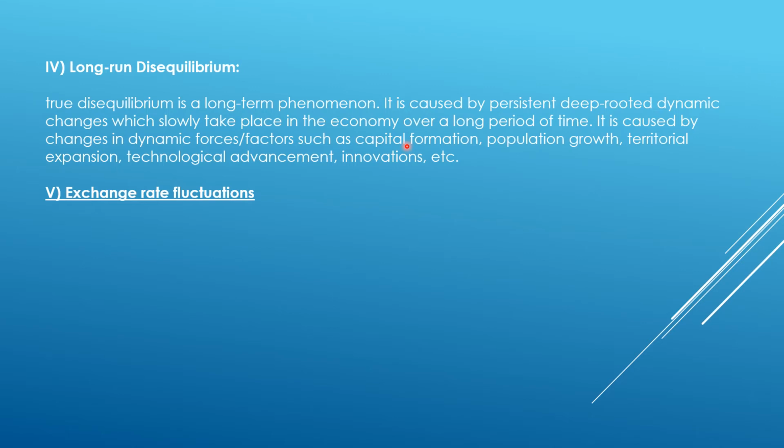innovation, etc. Then the next type is exchange rate fluctuation. Change in an exchange rate when a country's currency is revalued or devalued. So any revaluation or devaluation of the country's currency can cause disequilibrium in the balance of payment. So these are all about types of disequilibrium. Let's move on to the next slide.